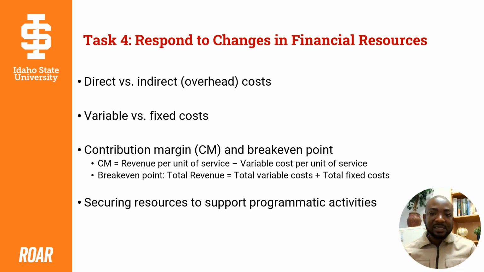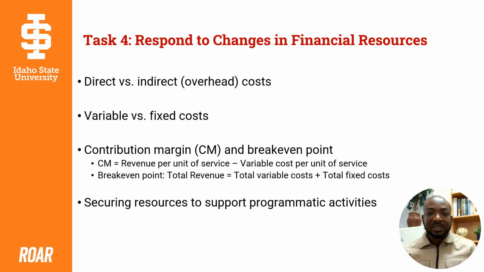When providing services, it is important to compare the revenue generated per unit of the service with the variable cost per unit of service. This is called the contribution margin, and this is calculated as revenue per unit of service minus variable cost per unit of service. If the contribution margin is negative, that is if the unit variable cost exceeds unit revenue, you are losing money on each unit of service provided, and no amount of program growth will enable the program to break even.